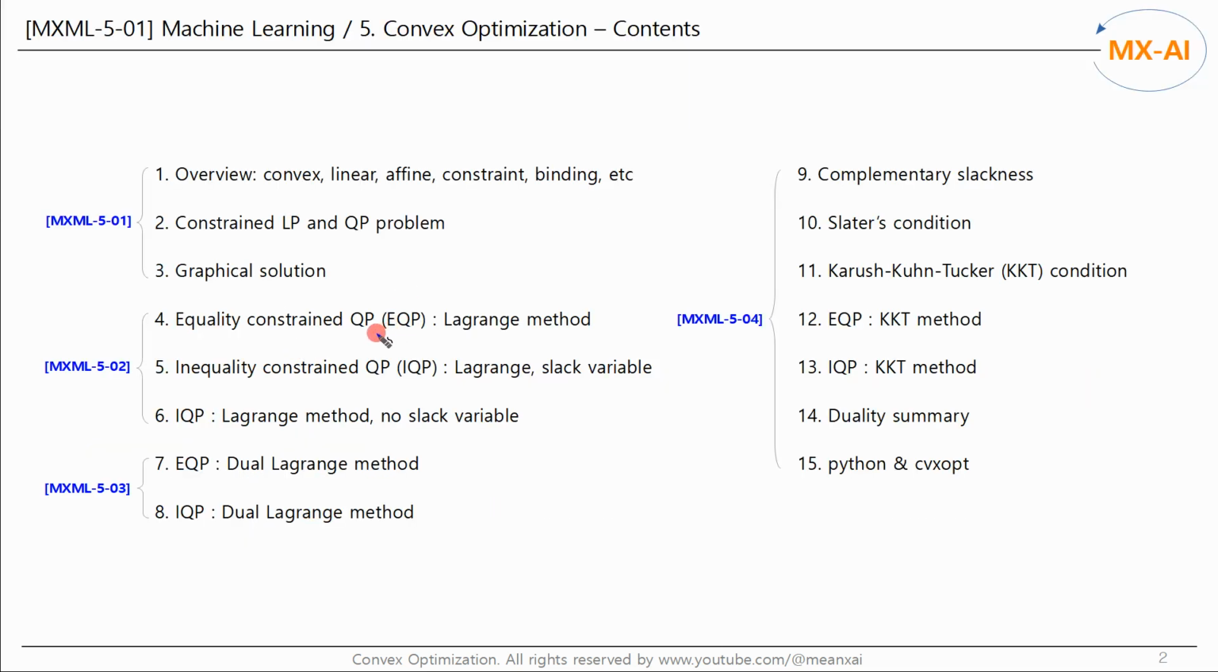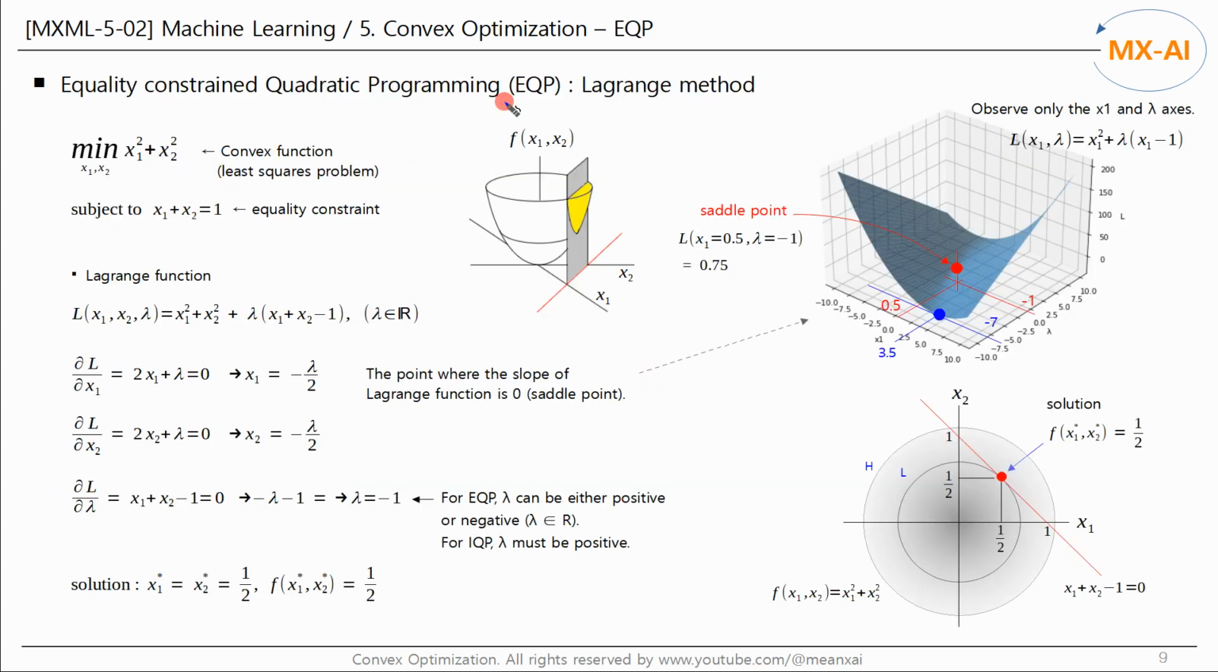In this video, we will look at how to solve constrained EQP and IQP problems using the Lagrange method. We'll also look at how to use slack variables. The first type is an EQP problem with equality constraints.